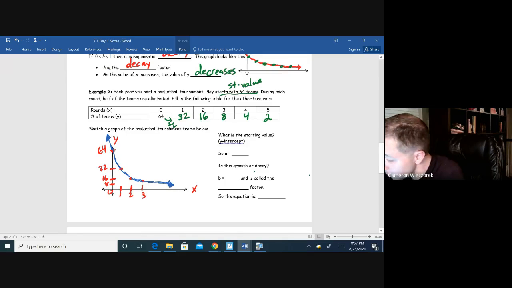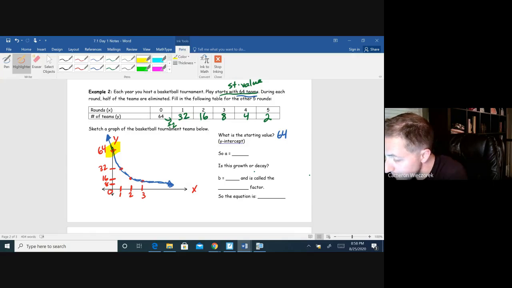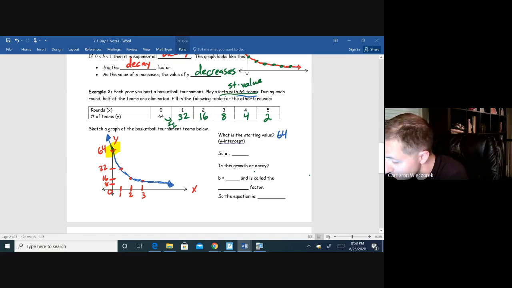What's the starting value? Well, that's what we labeled in the original problem. We started with 64 teams. That would make sense because on the graph, my y-intercept is at 64. And as we said, our a value is always the same as our y-intercept. So a is equal to 64. Since as x gets bigger, the y values get smaller, this would be exponential decay.